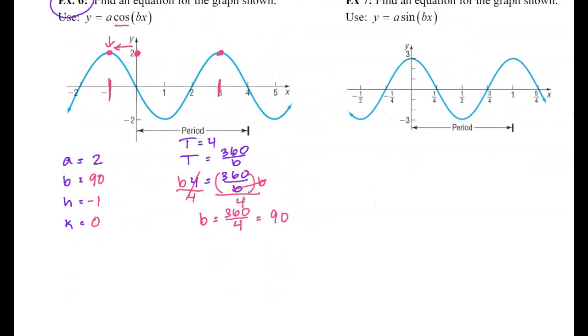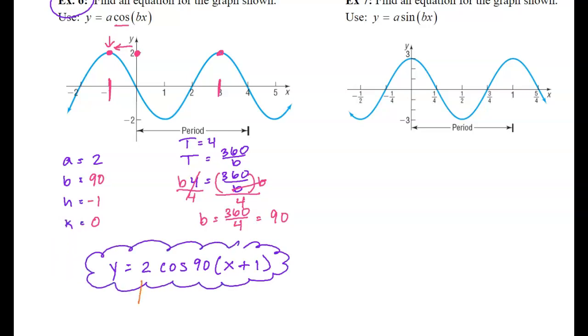So I have everything I need to write this equation. Y equals, first comes our amplitude, which is 2, cosine of our B value, which is 90, and then x, now remember inside the parentheses is backwards, so I'm not going to write -1, +1, means that I actually go to the left one. And this is my equation.